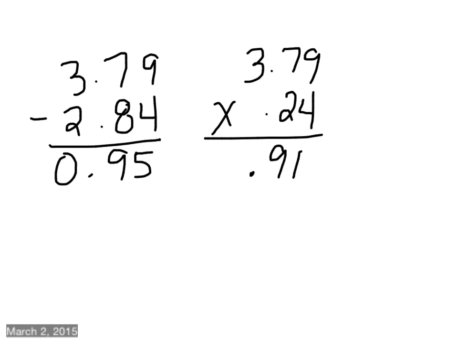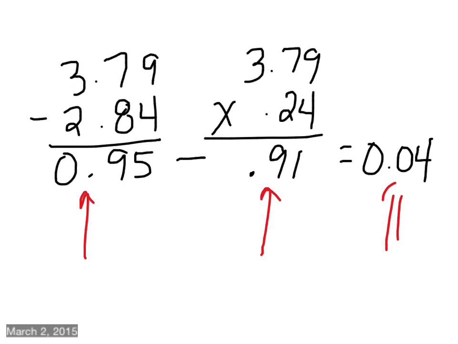Now for the net profit, I take those two numbers and subtract them. What's 95 cents minus 91 cents? 4 cents, good. So right here is the markup, this is the overhead, and this is the net profit. So markup, overhead, net profit. Those are the three answers that you need to have for number 4.